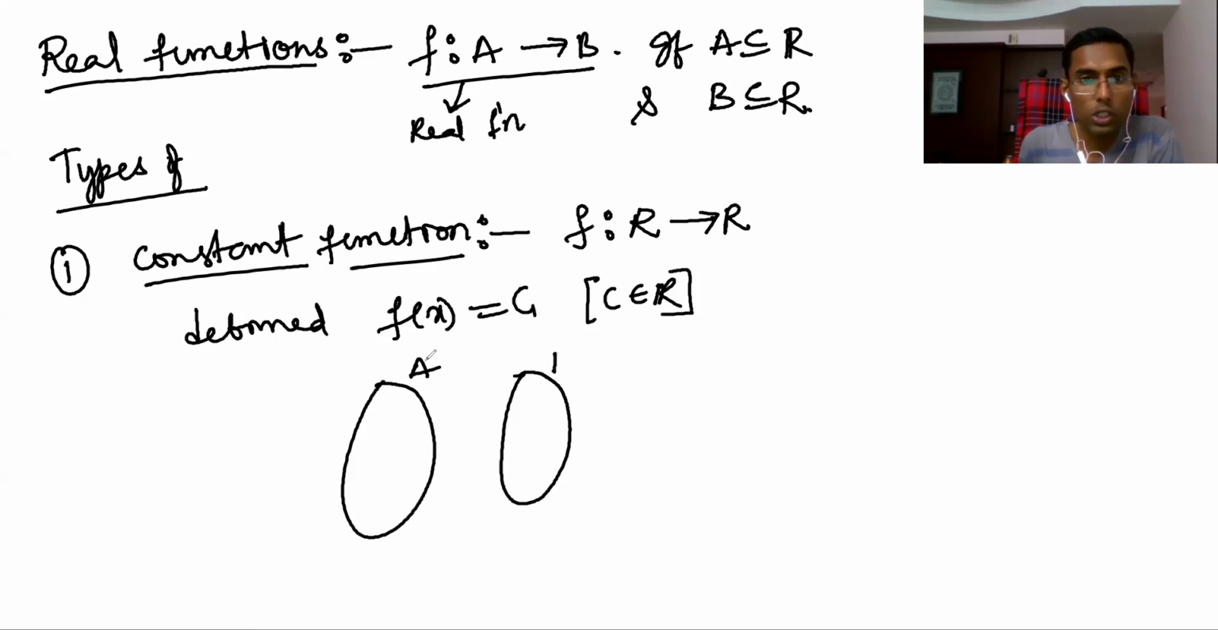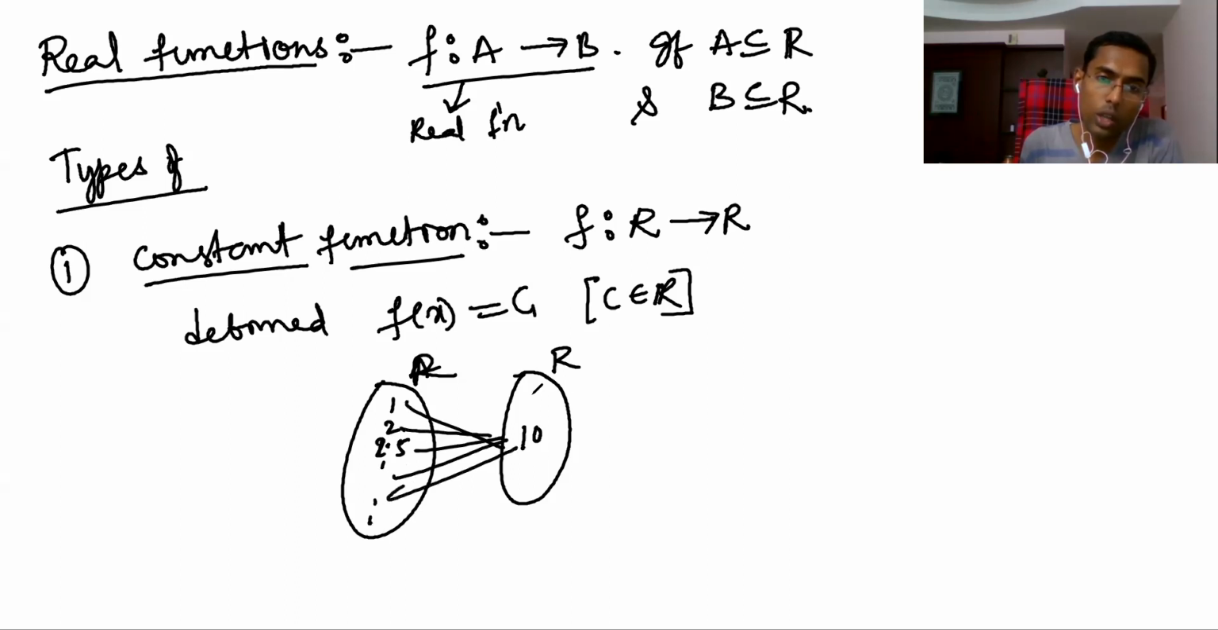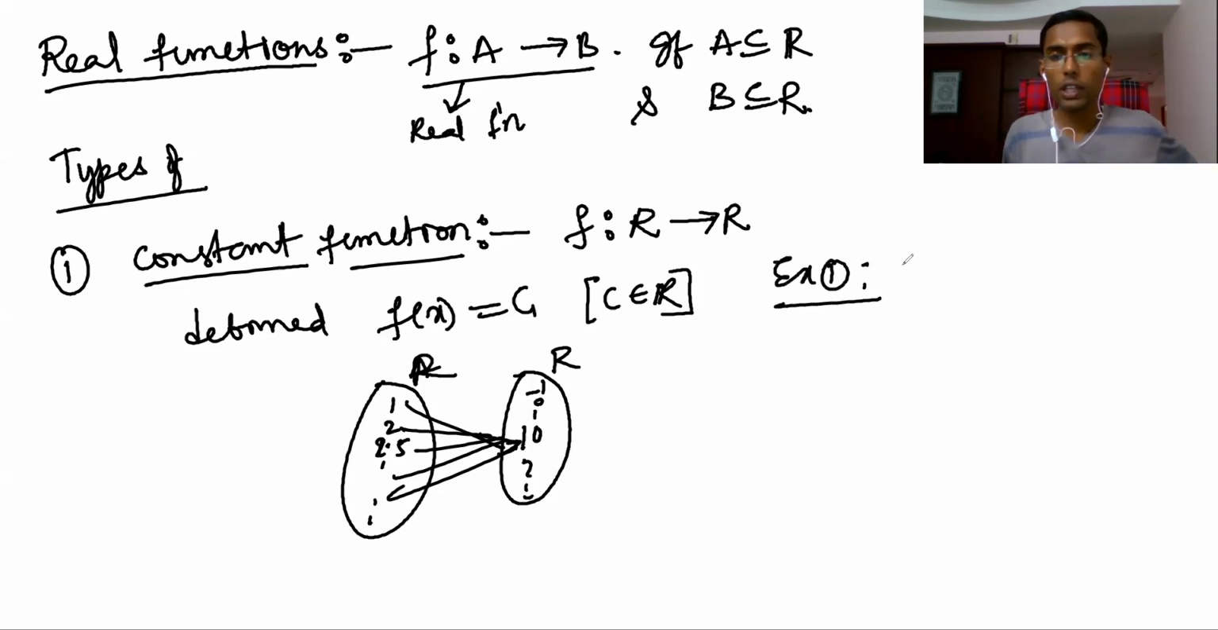I'm just giving a rough idea in arrow diagrams. This is all real numbers, and this is all real numbers. Let's say this constant value is 10. Here 1, 2, 3, 1 by 2, 1 by 5, 1.5, 2.5, whatever, so many, all are connected to 10 only. Though here you have -1, 0, 1, and so on, everything is connected to c only. So for example, f of x equal to 10.